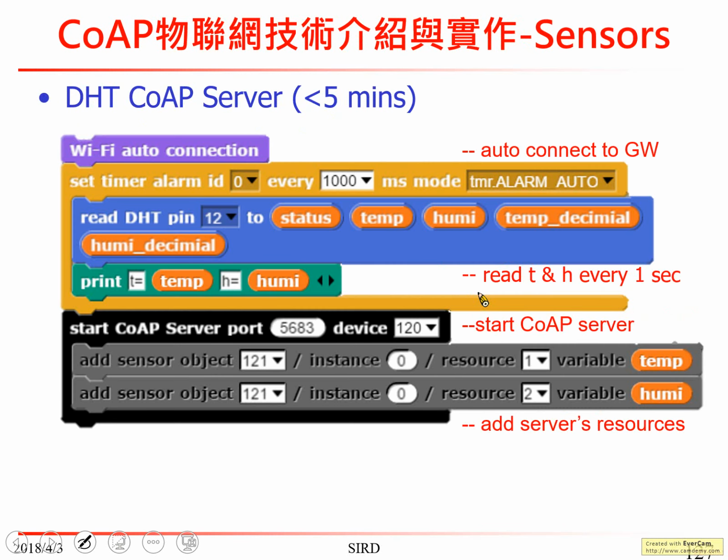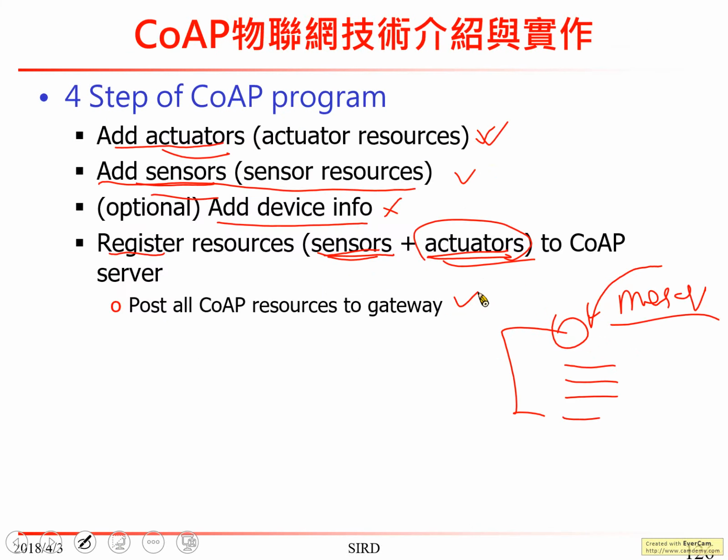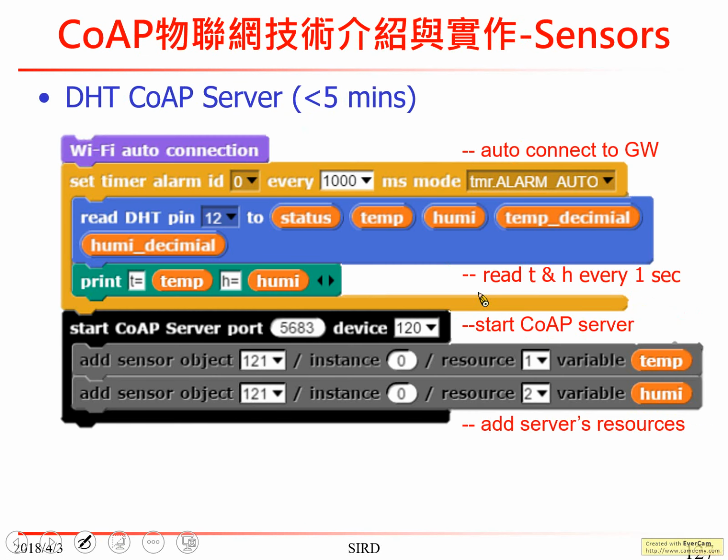So let's try. Maybe we try the CoAP. This is the whole thing, but probably for the temperature, there is no actuator at all. So may I have my device back?